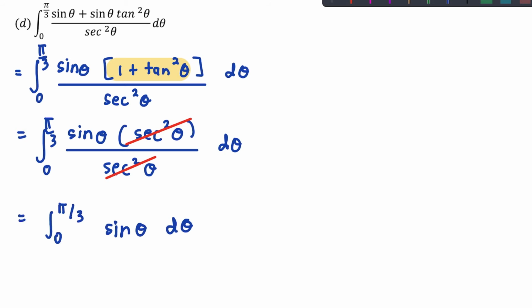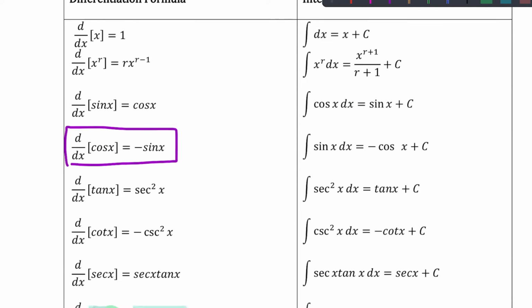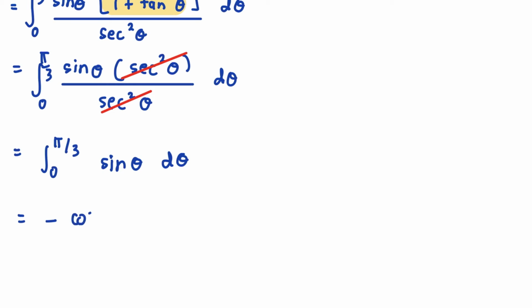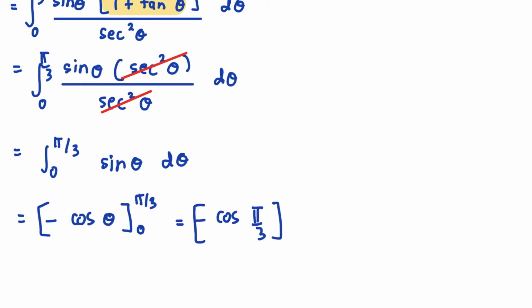If you refer to your formula list, integrating sine theta will give you negative cosine theta. So you have negative cosine theta between 0 to pi over 3. Again, using your definite integral formula, you have to substitute your upper boundary first. So negative cosine pi over 3 in a big bracket, minus another bracket, negative cosine 0. Simplifying, cosine pi over 3 is basically cosine 60, equivalent to half. Minus and minus again will give you plus. Cosine 0 will give you 1. So negative half plus 1 will give your answer as half.